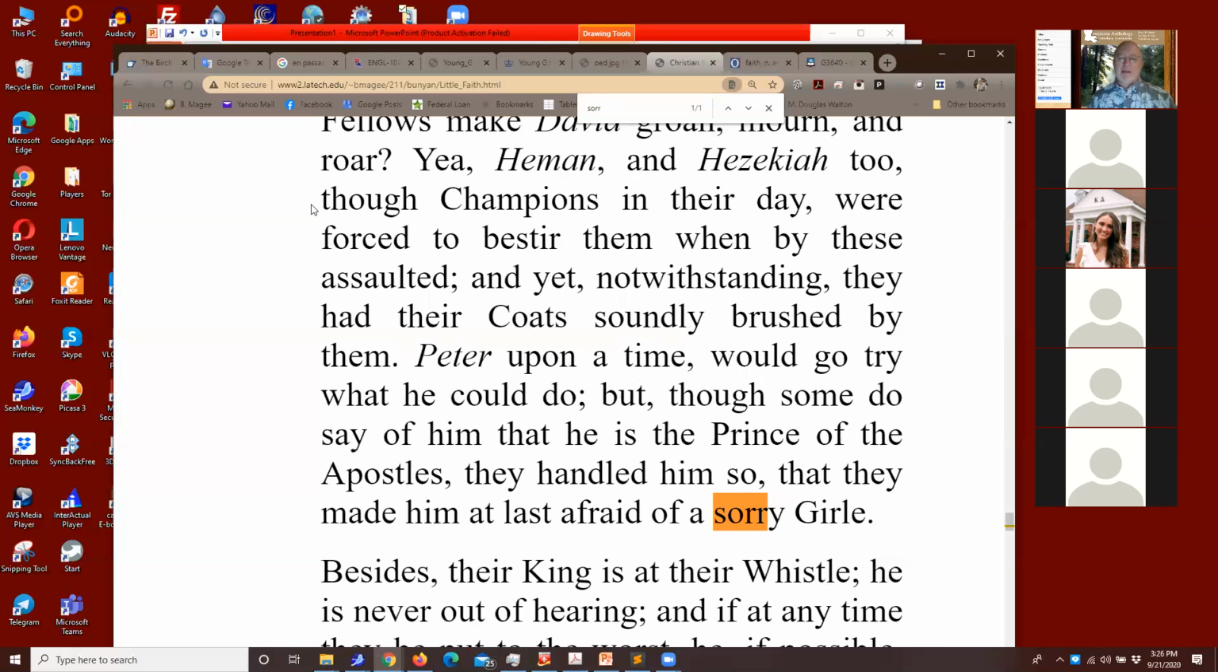Peter, upon a time, would go try what he could do. But though some do say of him that he is the prince of the apostles, Catholics. English did not like Catholics at this time. They handled him so that they made him at last afraid of a sorry girl. That's faint heart, mistrust, and guilt.